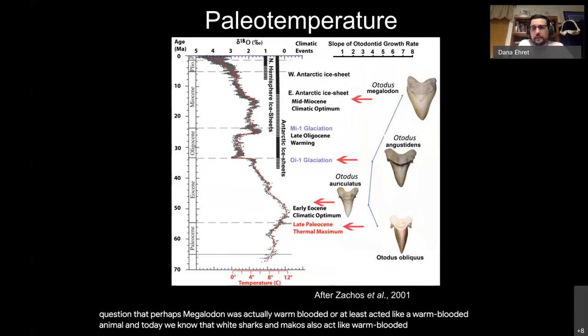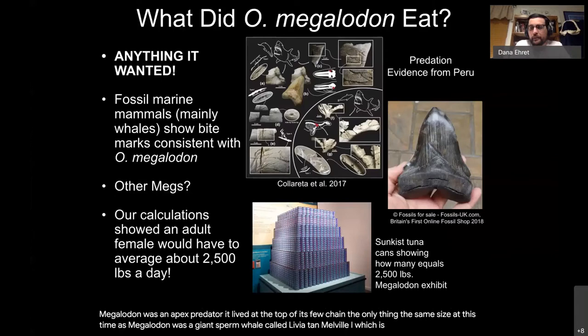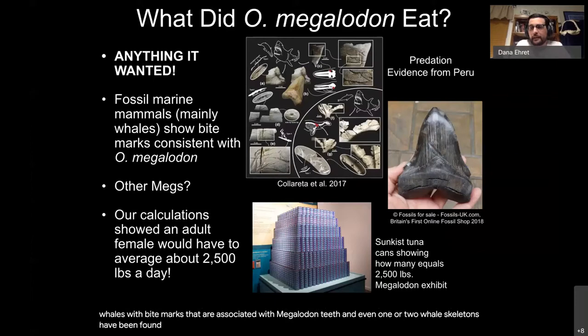Well, what did megalodon eat? I always say the answer is anything it wanted to. Megalodon was an apex predator. It lived at the top of its food chain. The only thing the same size at this time as megalodon was a giant sperm whale called Leviathan melvilli, which has been found down in Peru and in the Pacific Ocean. But megalodon, we know, was eating marine mammals. We find many, many fossil whales with bite marks that are associated with megalodon teeth. And even one or two whale skeletons have been found with megalodon teeth associated with them.